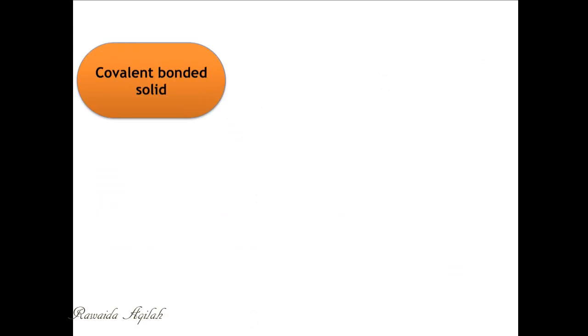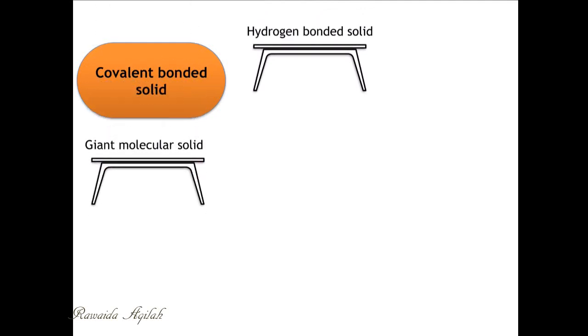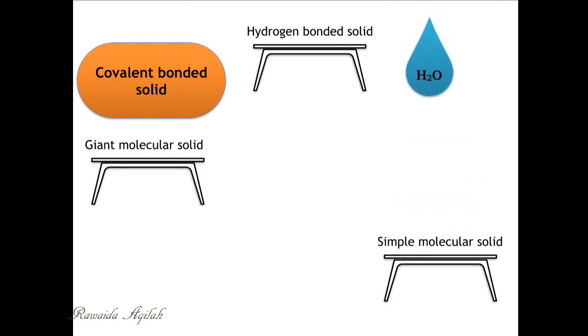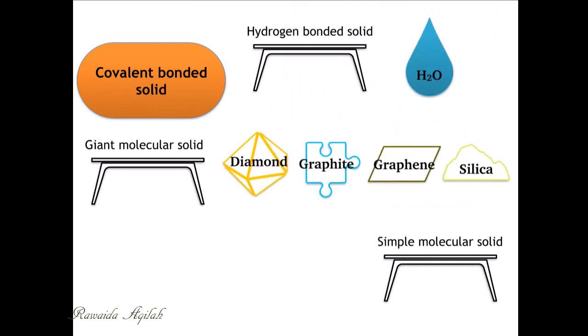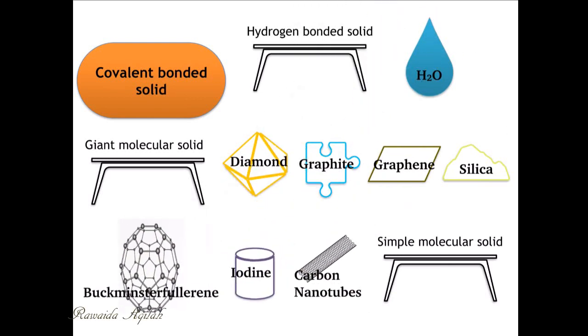Although most molecules with covalent bonding are either gas or liquid at standard temperature and pressure, there are some that appear as solid due to several characteristics. There are three types of covalent bonded solid, which are hydrogen bonded, giant molecular, and simple molecular. The example of hydrogen bonded solid will be H2O. For giant molecular solid, we have diamond, graphite, graphene, and silica. And for simple molecular solid, we have Buckminster fullerene, iodine, and carbon nanotube.